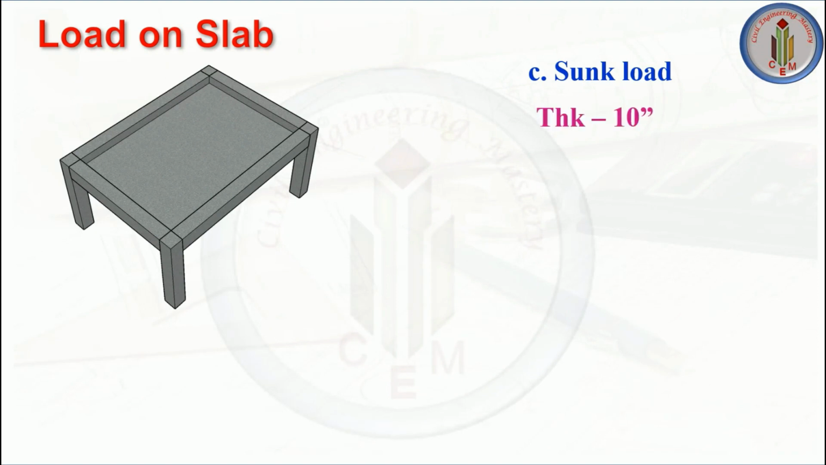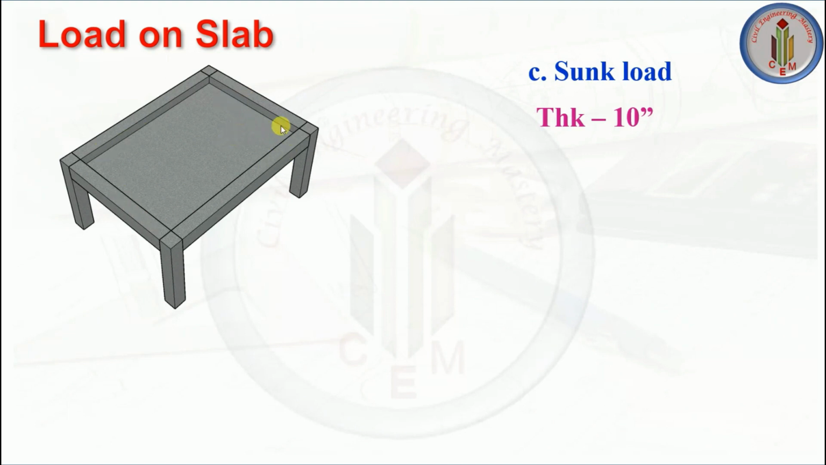Next one is sunk load. This we get wherever we get porticos, toilets or utility areas. In those places we get sunk slab. Sunk slab means the slab will not be on the same level as other slabs. Here you can see this is the level actually. Actually the slab has to come here, but it is 10 inches down from the top level. So that is called sunk slab. So this slab is called sunk slab.